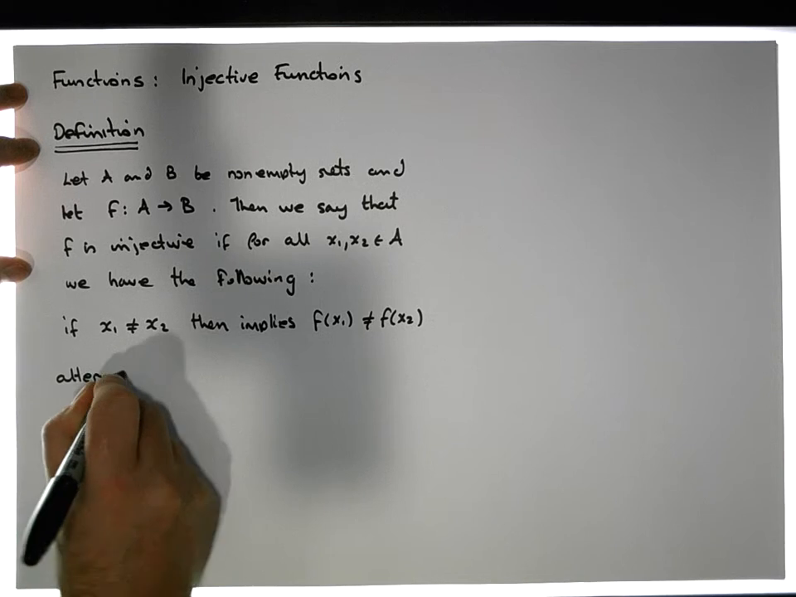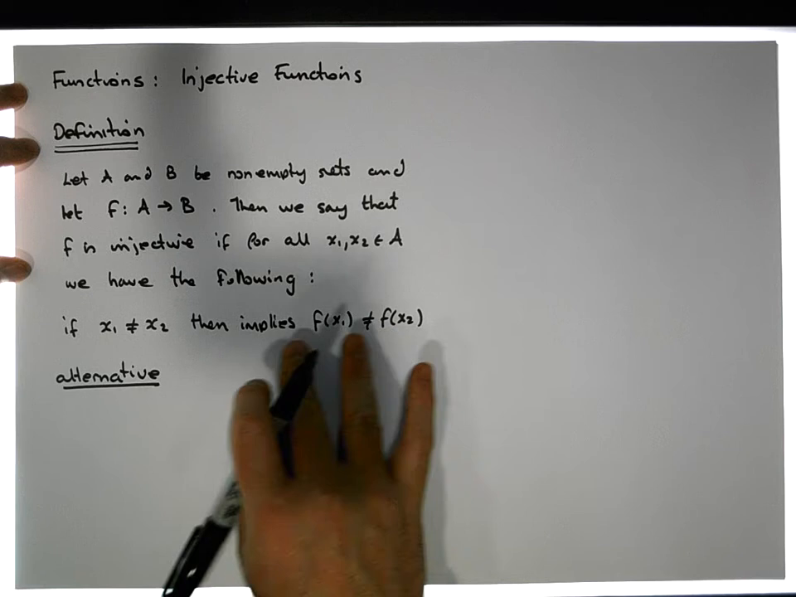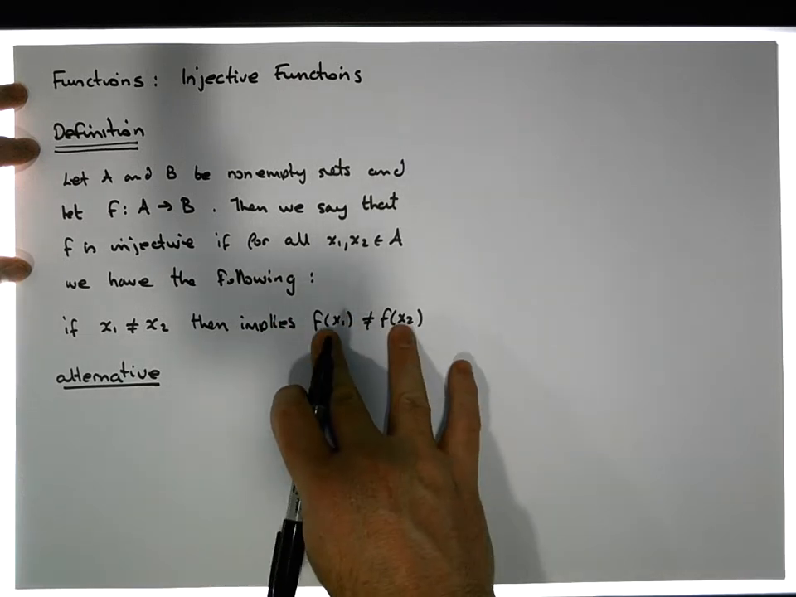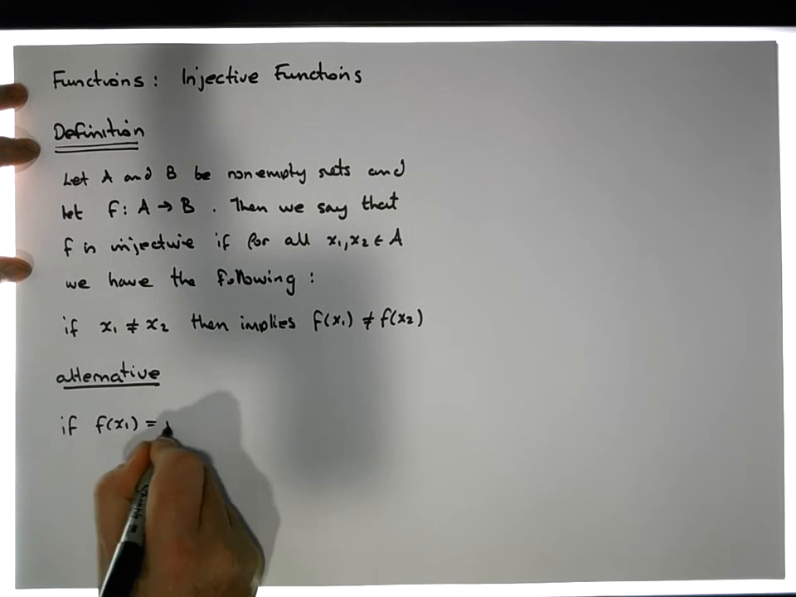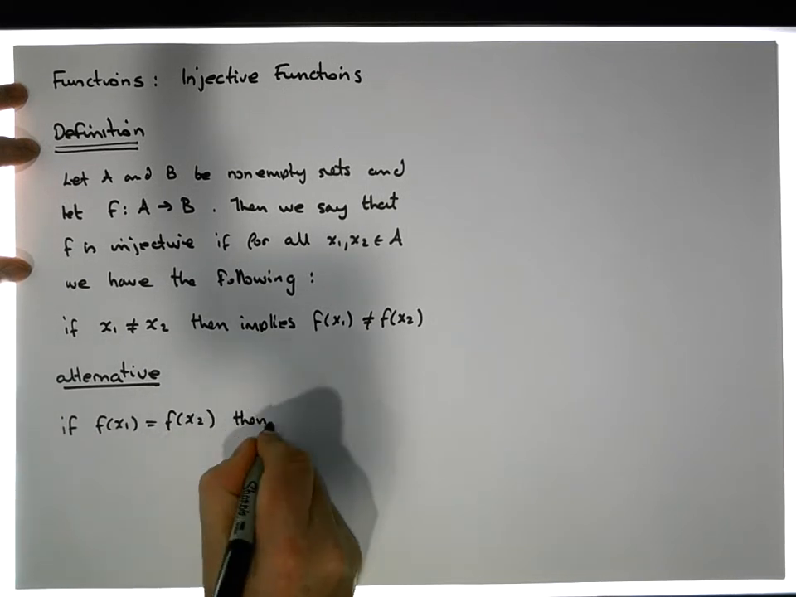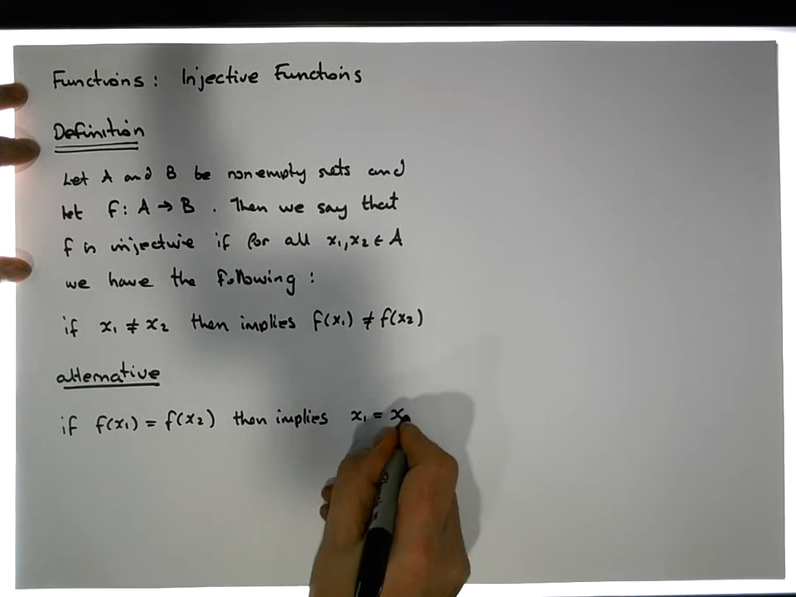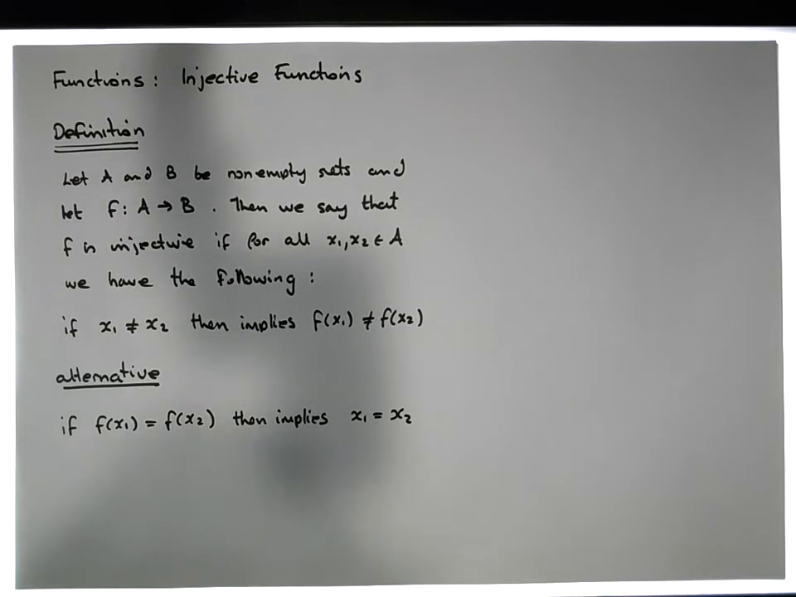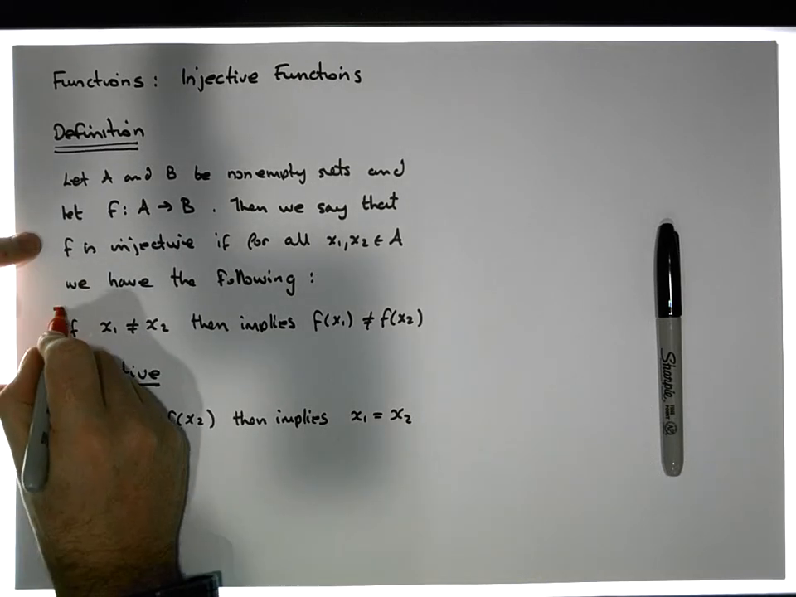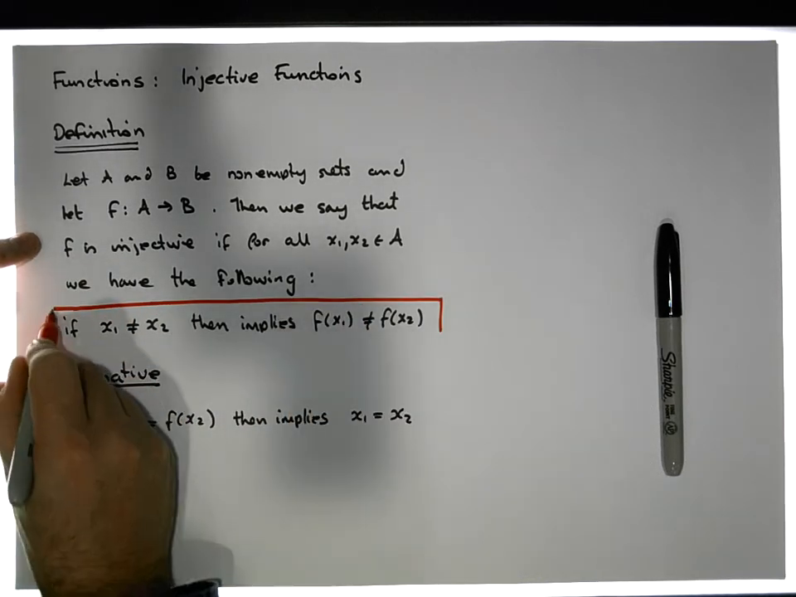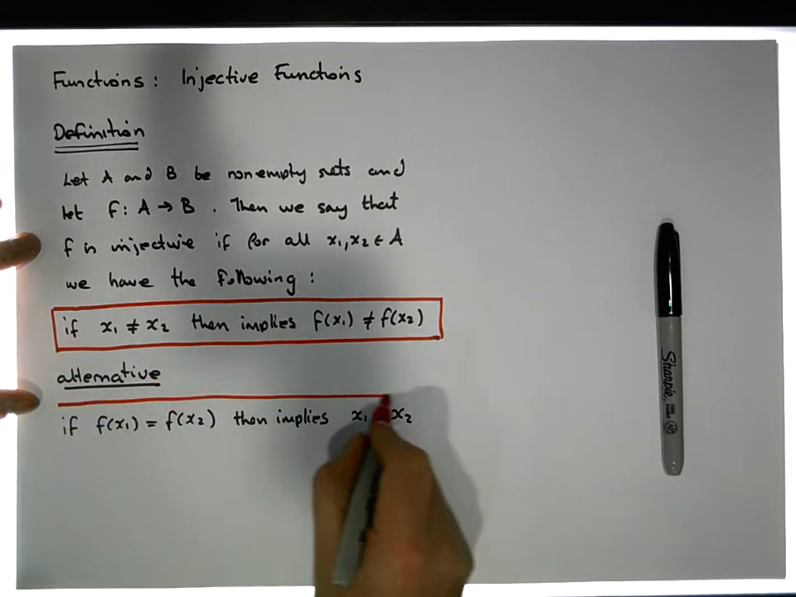An alternative definition that we could have is, let's assume that we have two values that have been mapped to the same place in our range. So if f of x1 equals f of x2, then this implies that x1 must be equal to x2. So we end up with two definitions of what it means to be injective. They're the same definition, but they're just taking different approaches to the actual consideration of the characteristic.